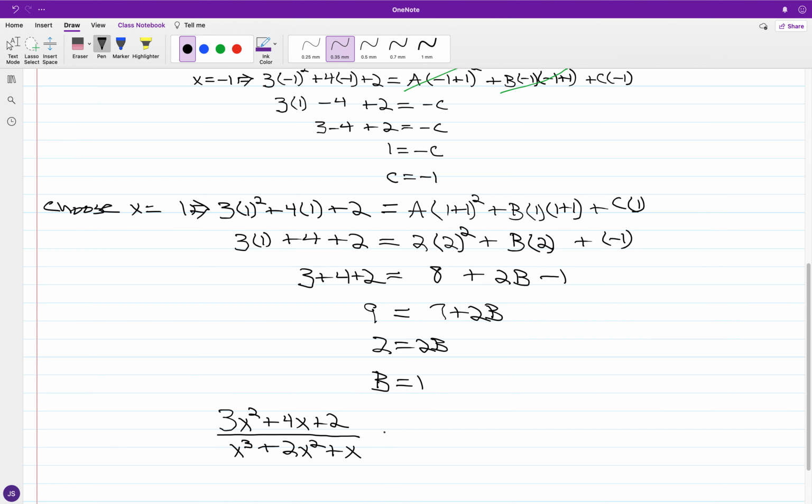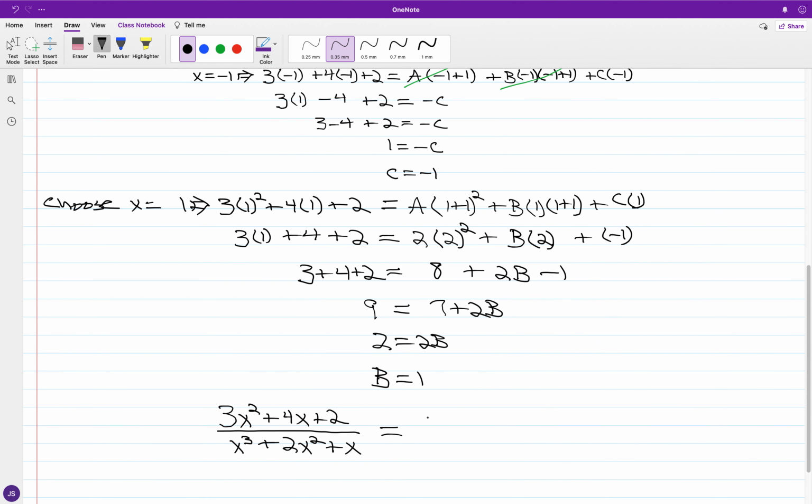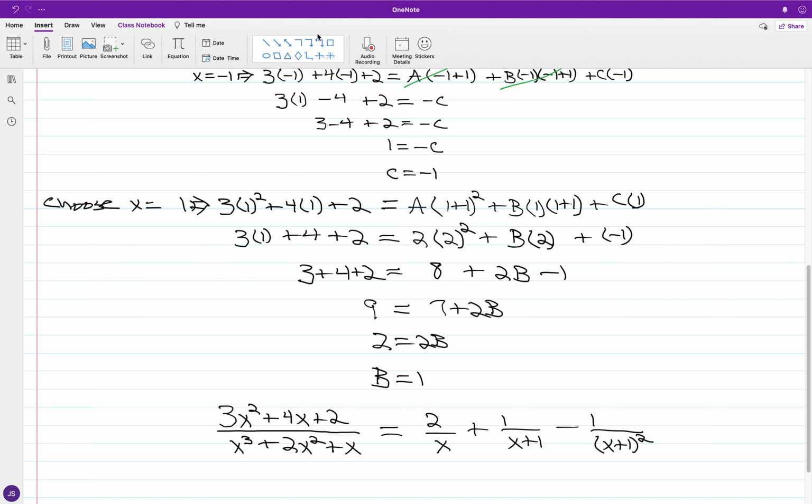all over x cubed plus 2x squared plus x, and that is going to be equal to, for a over x, 2 over x. And for b over x plus 1, we're going to have plus 1 over x plus 1. And with c over the square of x plus 1, that's going to be -1 over the square of x plus 1. And so that will be the partial fraction decomposition of what we have for this ratio.